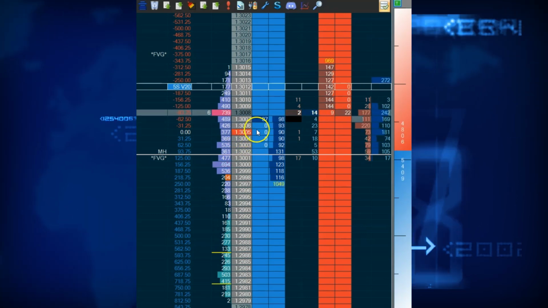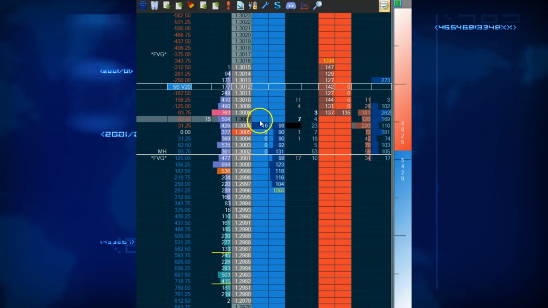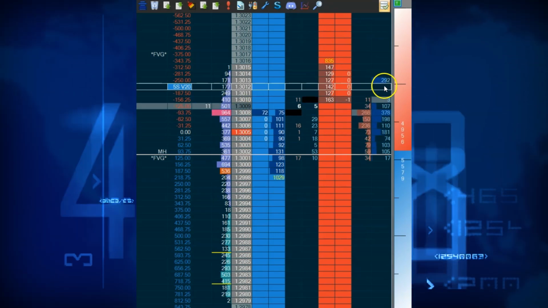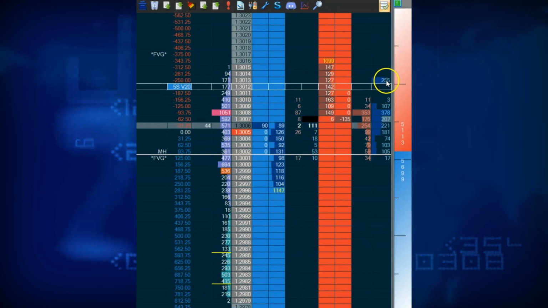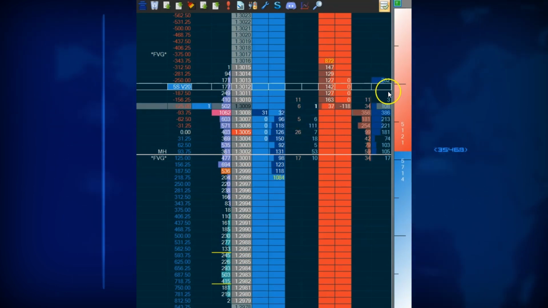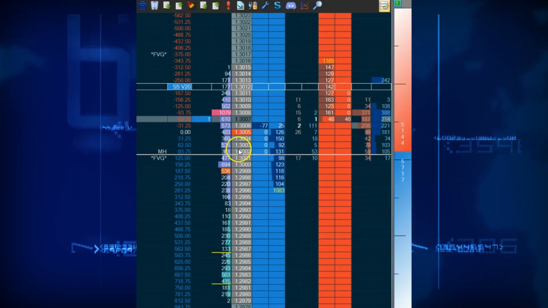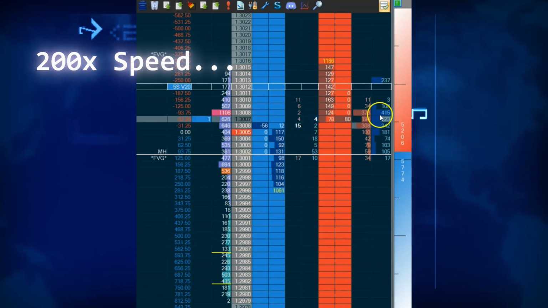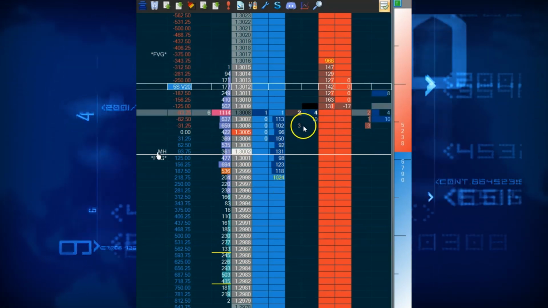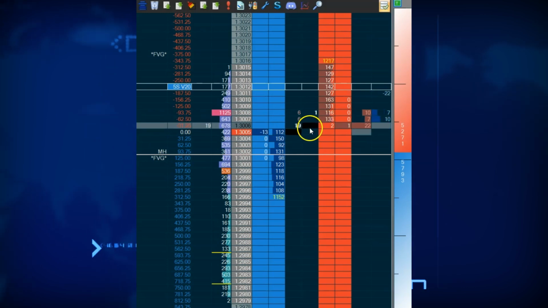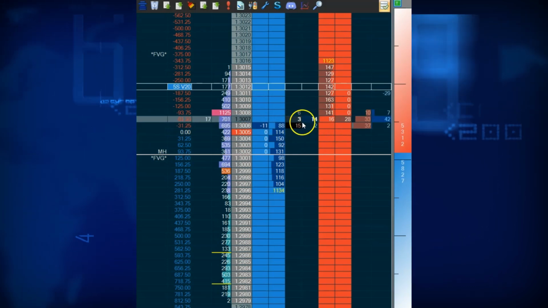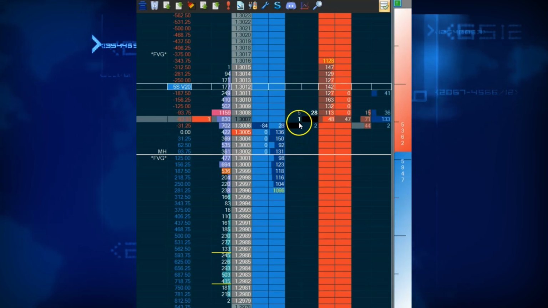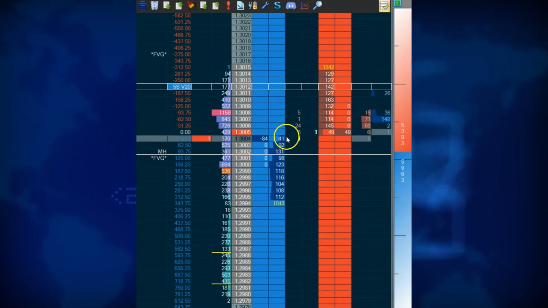So now I'm looking for price to continue to break down. You'll see the positive delta continues to try to rise, and it's slowly starting to break down. This is at a 200x speed, so this is much faster than it's actually happening in real time. You had price stall for the entire 2 o'clock period, and then once the 3 o'clock hour started, they actually started to break down price.